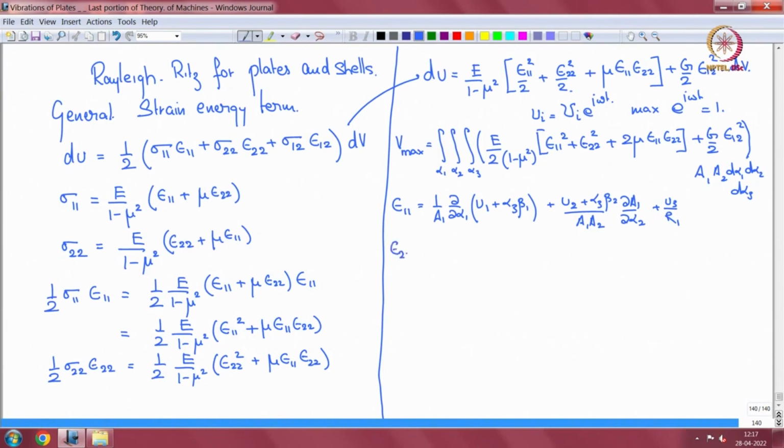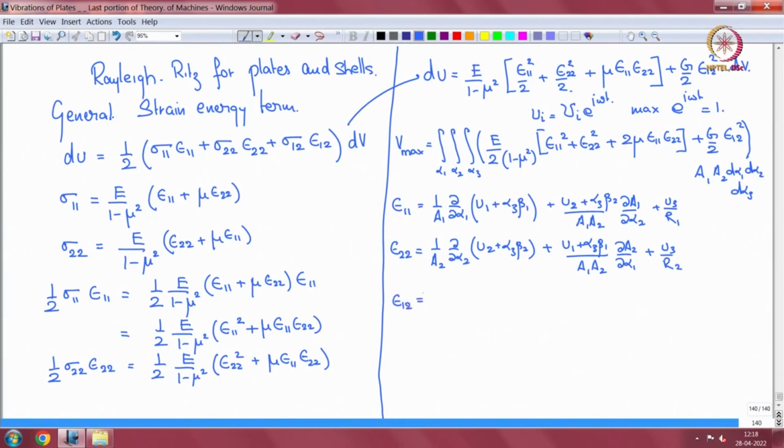Epsilon 22 is 1 over A2 del alpha 2 u2 plus alpha 3 beta 2 plus (u1 plus alpha 3 beta 1) by A1 A2 del A2 by del alpha 1 plus u3 by R2.